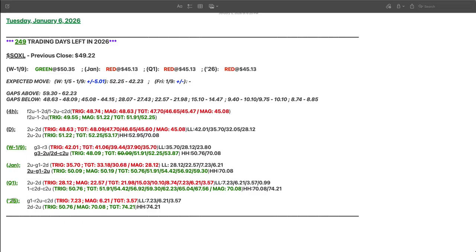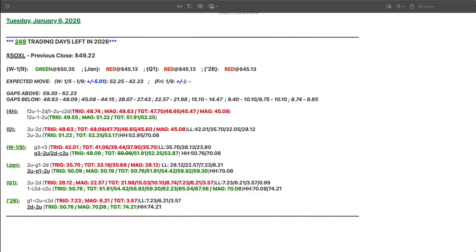So for 2026 on the year chart, we need to get above that 50.76. Or we did get above that 50.76 to trigger this 2 down, 2 up, like we talked about looking at the chart, and the magnitude of that move is 70.08. You can take these intermediate targets we have for the quarter and basically use them for the year as well. But I didn't want to list a bunch because it's only a $20 move for a full year for SOXL. That's not a lot.